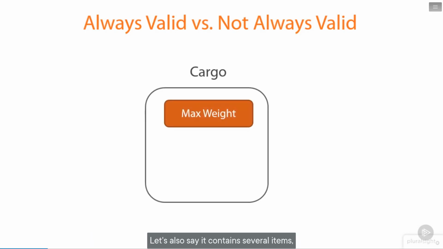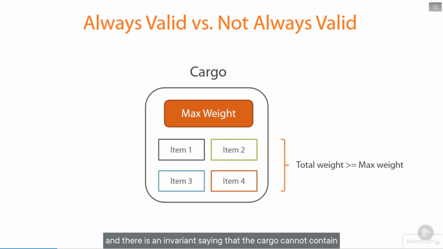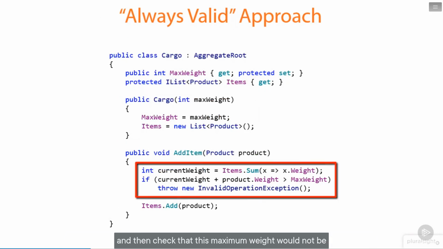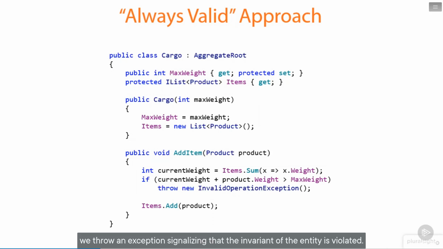Let's also say it contains several items, each of which has its own weight, and there is an invariant saying that a cargo cannot contain a number of items, the total weight of which exceeds the maximum weight the cargo can handle. This is how we could express the domain adhering to the always valid approach. You can see we first create a cargo with some max weight value, and then check that this maximum weight would not be exceeded in the addItem method call. If it is, we throw an exception signalizing that the invariant of the entity is violated. That way, we don't allow the class to enter an invalid state.